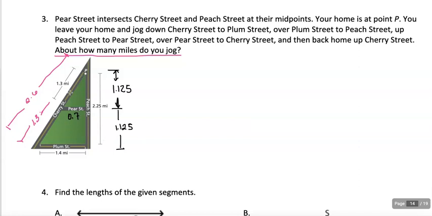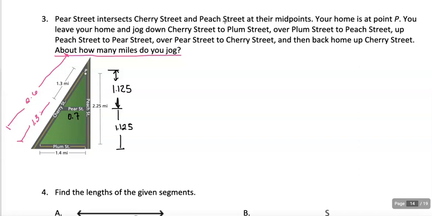Alright, so that's all the pieces, right? All of Cherry Street is 2.6, Plum Street is 1.4, Peach Street is 2.25, and Pear Street, which is half of Plum Street, is 0.7. Half of Peach Street is half of 2.25, which is 1.125. Half of Cherry Street is 1.3, that was given to us. All of Plum Street, 1.4. Alright, so here we go.